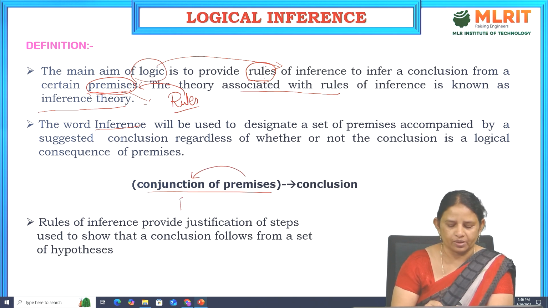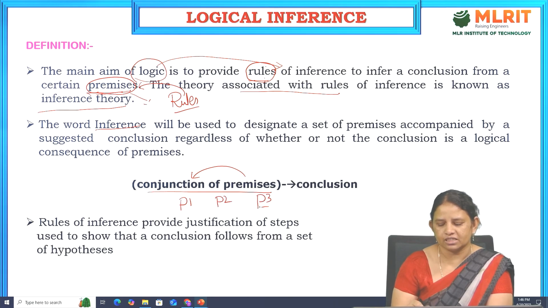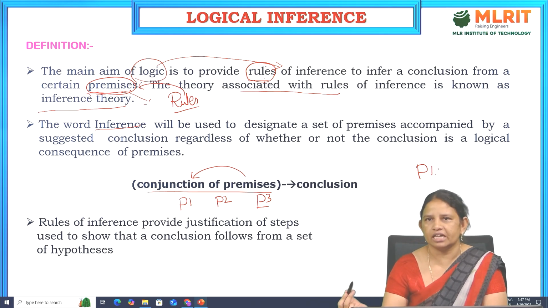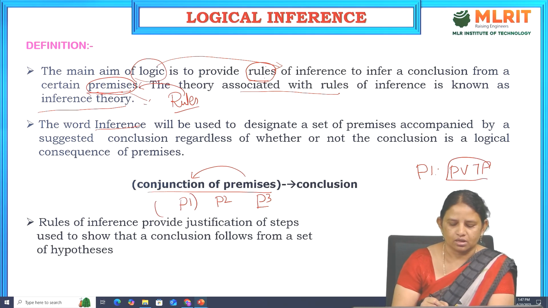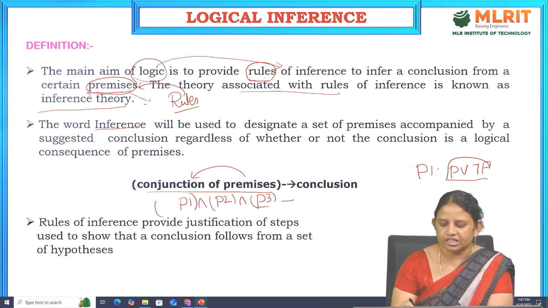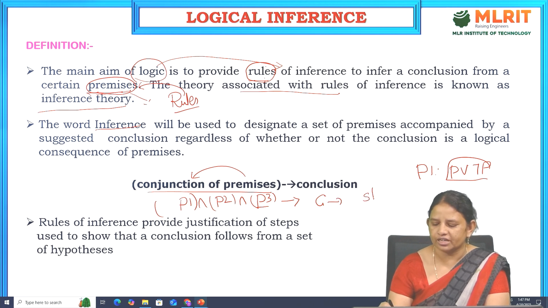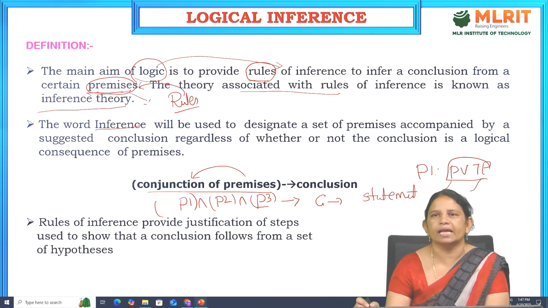For example, the premises are P1, P2, P3. What do the premises consist of? The premises consist of a set of statements. The statement may be either a variable or a negation of a variable. This is one premise. Then for all of these, we are going to take the conjunction. This conjunction of premises derives the conclusion. The conclusion is also a type of statement. What does the statement consist of? Either a variable or a negation of a variable.